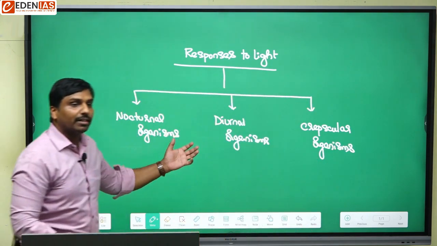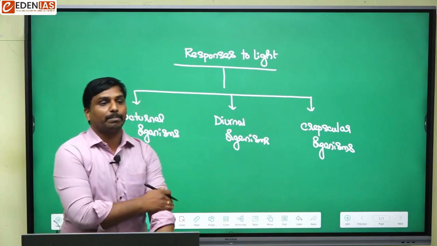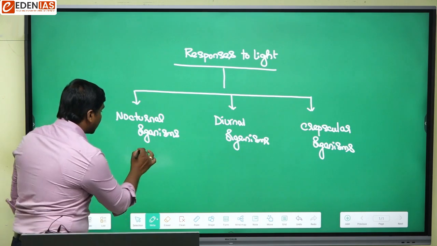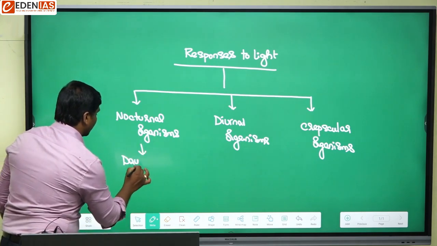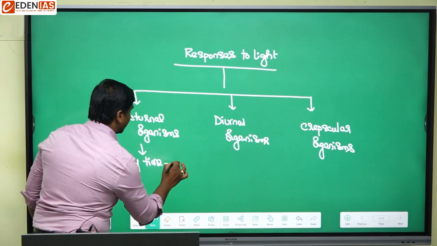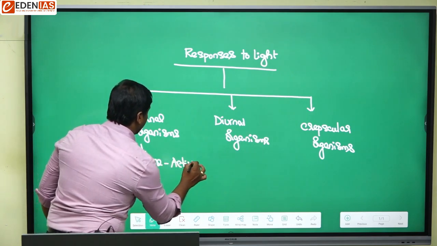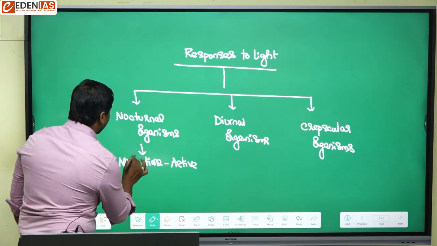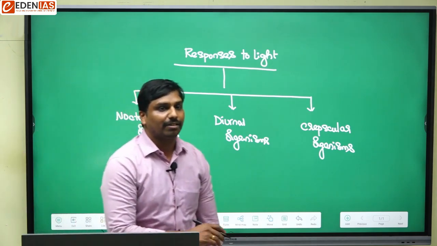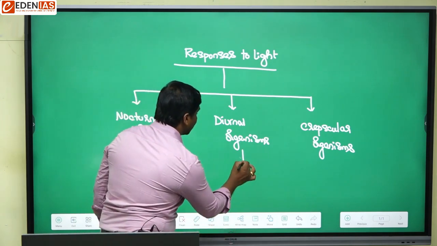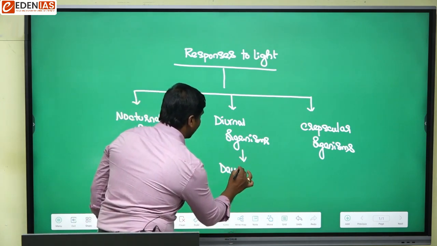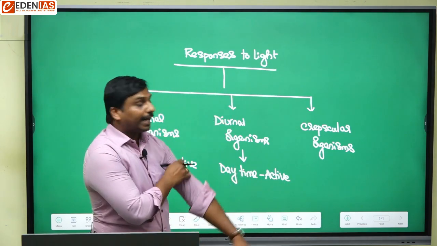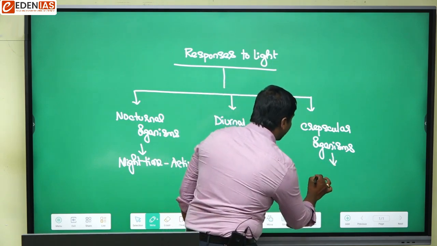So one would be nocturnal, another would be diurnal and another would be crepuscular. Those organisms or animals or birds which will be active during daytime, they are nothing but... those which are active during night time, they are nothing but nocturnal organisms. And those organisms which are active during daytime, they are nothing but diurnal organisms. And those organisms which are active during twilight time.